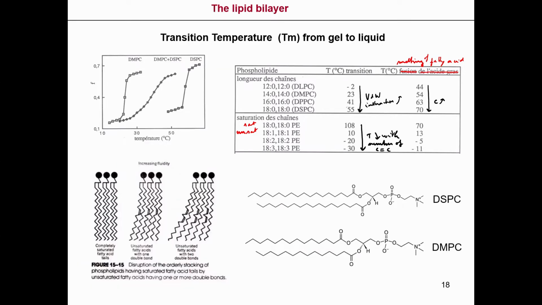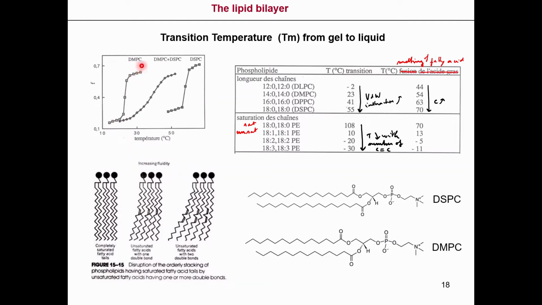So we can see that the transition temperature is related to the melting temperature of the fatty acid. You have the same behavior. It means that when this melting temperature increases, the transition temperature increases in the bilayer, and so on. So for example, here we measure the fluidity of the membrane modelized by 2 phospholipids.